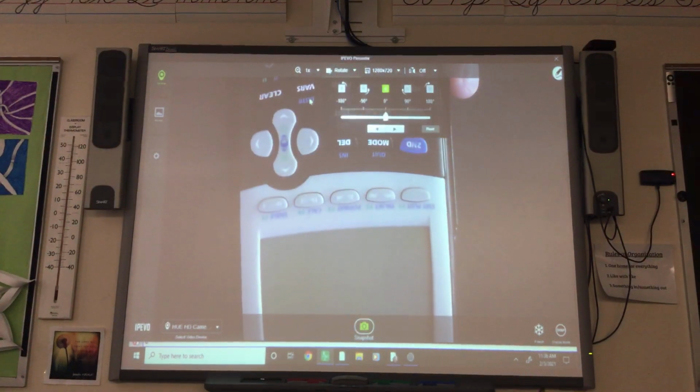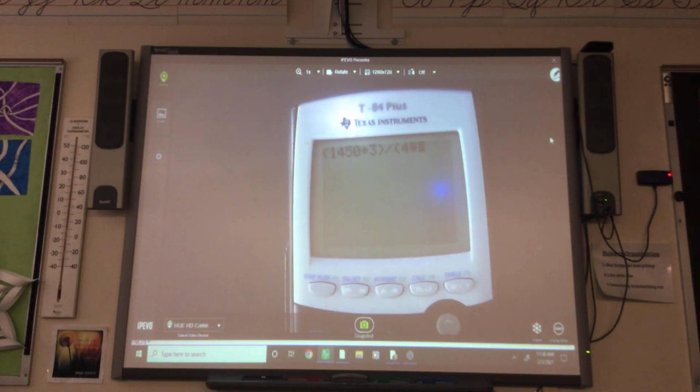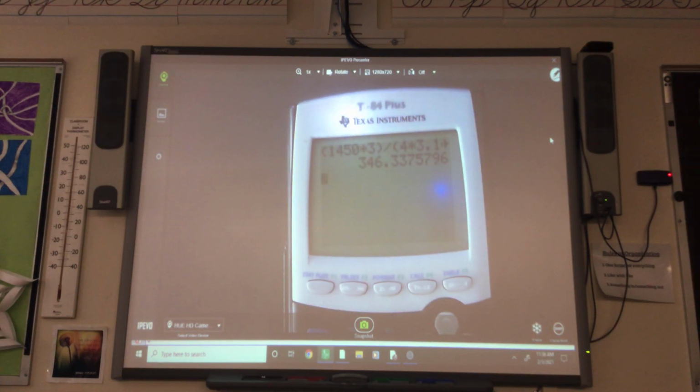Boy, I'm really glad that we decided to actually have me teach it instead, because I forgot this part. So it was 1,450 times 3 divided by 4 times 3.14, right? Yeah. Okay, so 346, here's what you have to do.